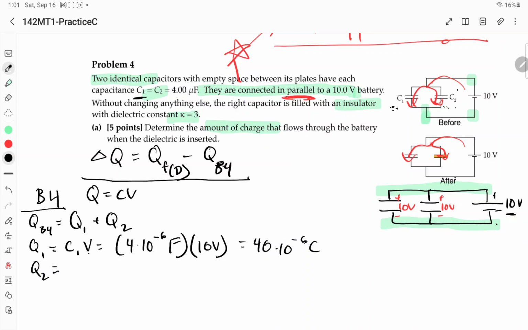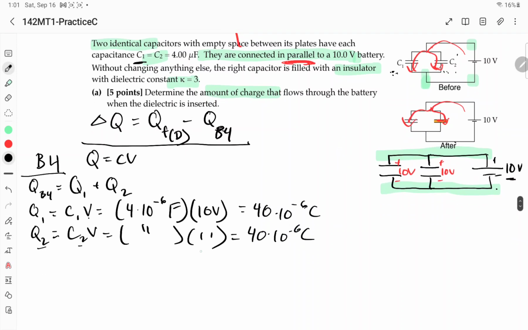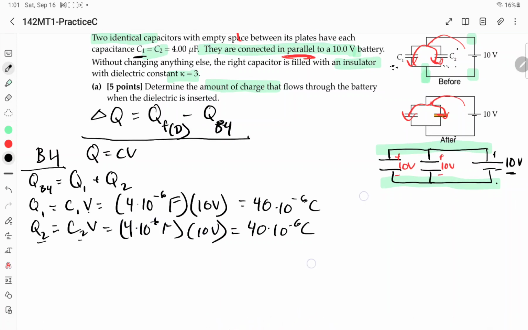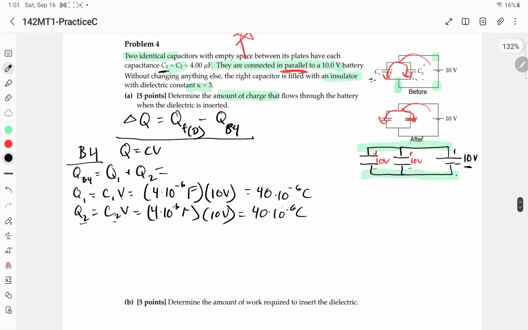And now let's do Q2. Well, coincidentally, these are the same, right? Because nothing's in here. So the normal equation is just CV. So C for 2, specifically, because we want the charge for the second capacitor, times V. Same thing. These lines mean same as above. So this is equal to 40 times 10 to the negative 6 coulombs. Let me write this in because I'm scared you guys will be confused. Times 10 volts.